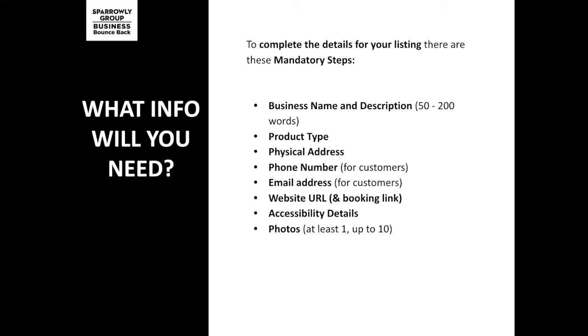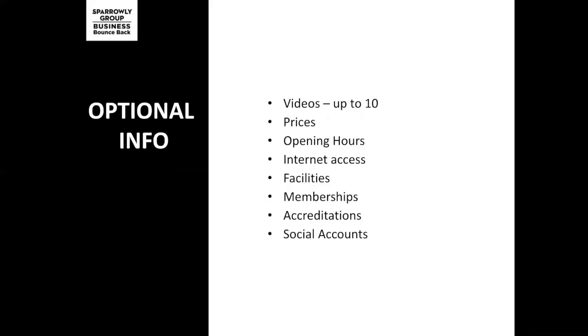So most of this information is things that you should already have in your marketing toolkit for your business, and you can just upload it into the website through the portal. There's also some optional information that you can include, and I always recommend that you include as much information as you can on your listing, because that's going to give the visitor the most complete view of your business. So really show them exactly what you've got to offer and give them as much information as you can about your business.